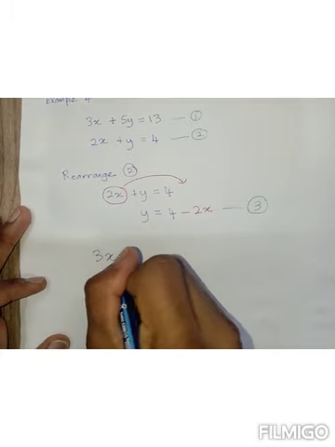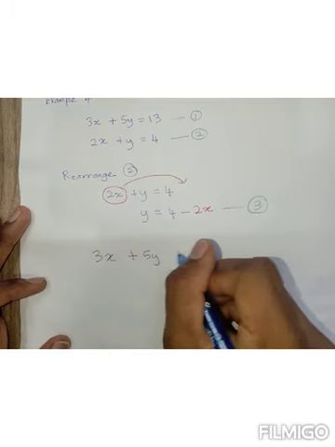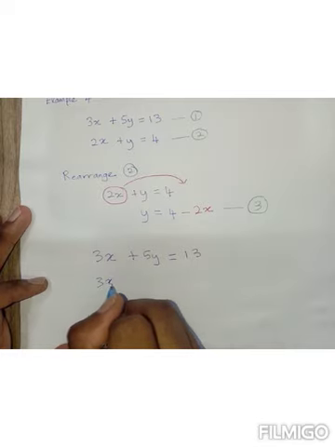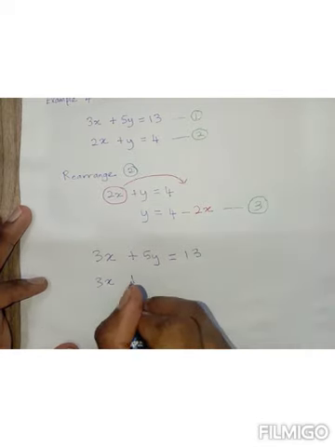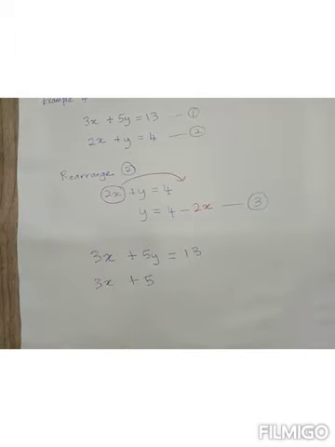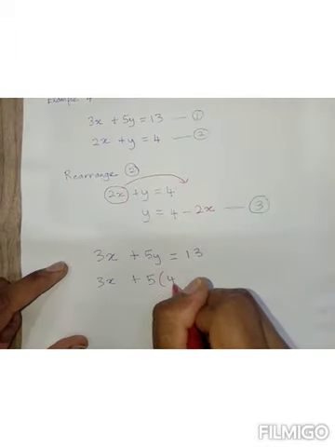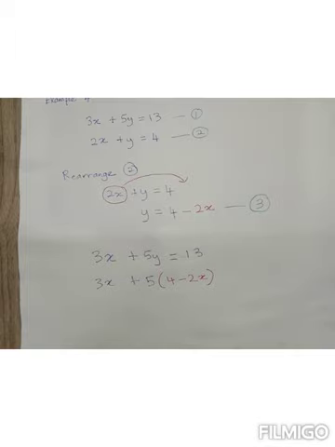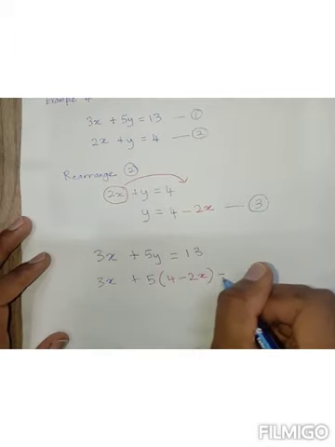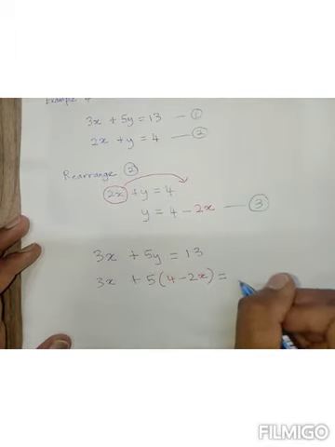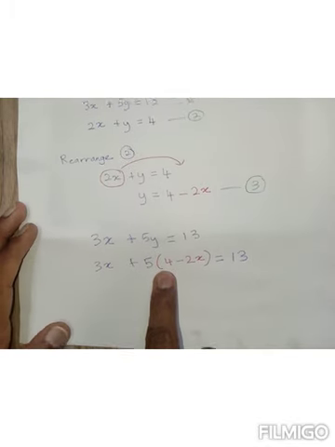3x plus 5y equals to 13. This is the equation. 3x, cannot do anything, leave it, plus 5y. That y is now going to be this whole thing, which is 4 minus 2x. If you're confused about why I am putting this, please pause the video or go back to the previous step and watch it again. Equals to 13. Now this one I have to solve.